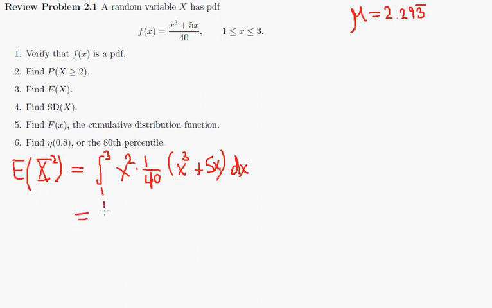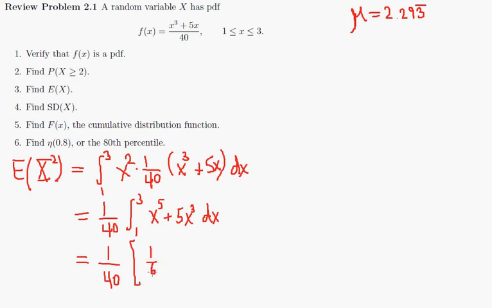So this is equal to 1 over 40 times the integral from 1 to 3 of x to the fifth plus 5x cubed dx. So we do the integral. We get 1 over 40 times 1/6 x to the sixth plus 5/4 x to the fourth evaluated between 3 and 1.